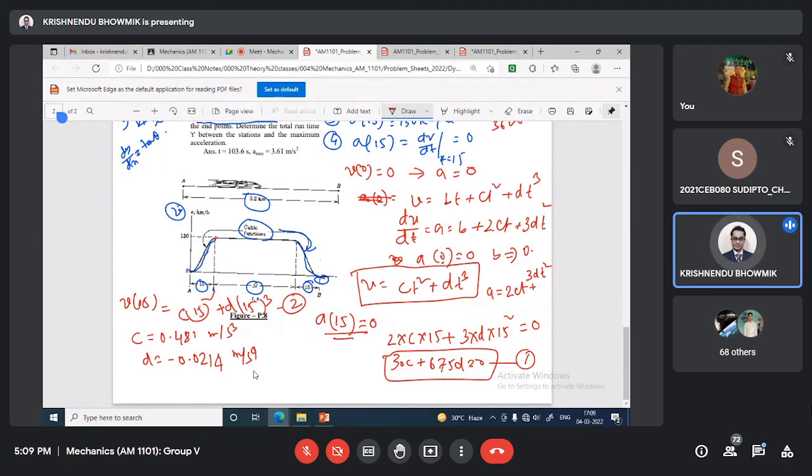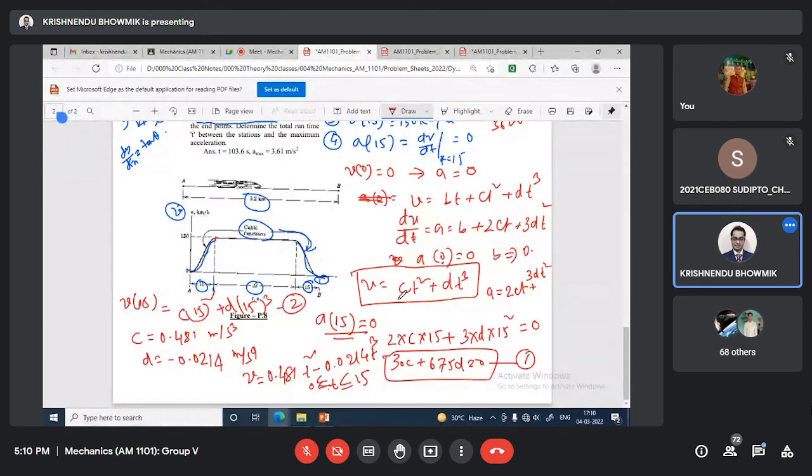Then we can finally write velocity v equals 0.481 t square minus 0.0214 t cube, and that is valid for t from 0 to 15. Understood? We got the values of C and D, and the velocity expression is this.